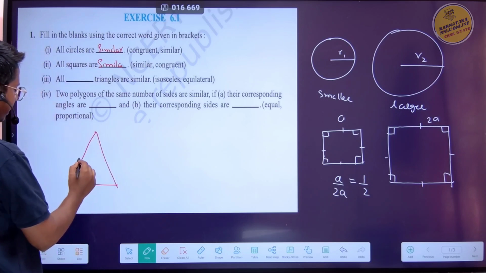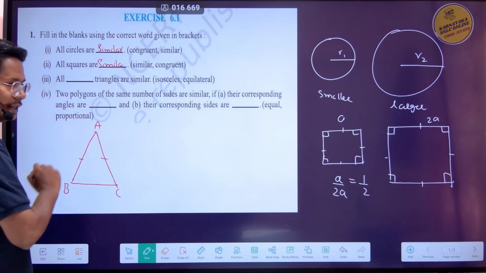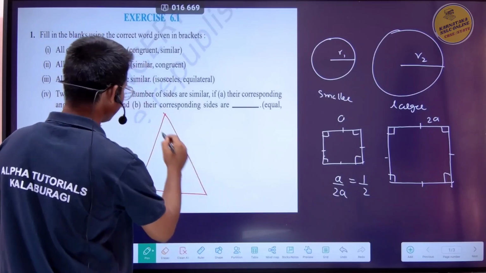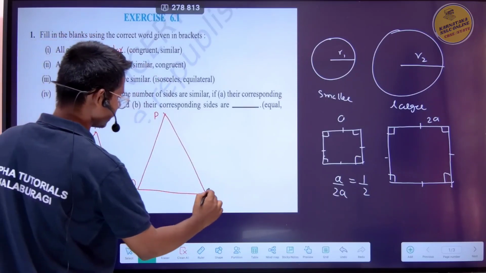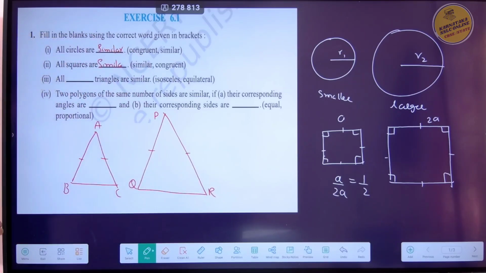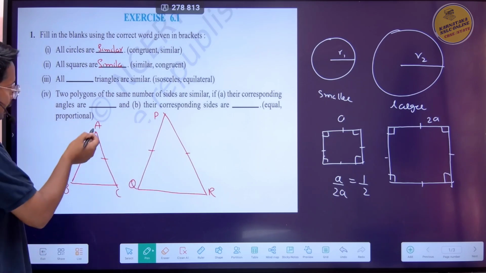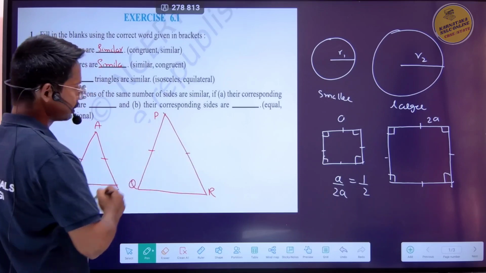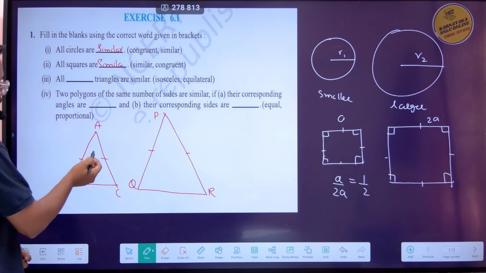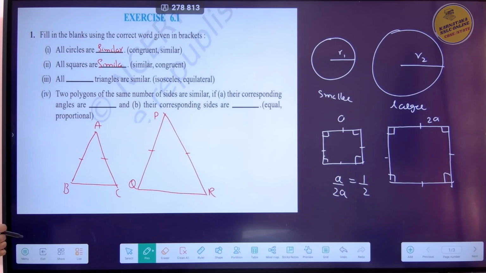Let me take a triangle, say for example ABC. In this AB equals AC. And let me take one more triangle, say PQR. So here again PQ is equal to PR. See, if you take the ratio of AB by PQ and AC by PR, the ratio can be different, because there is no proof that the corresponding sides ratio is the same, isn't it?